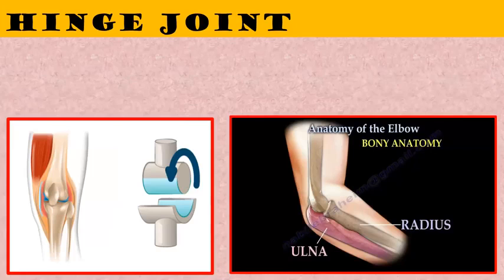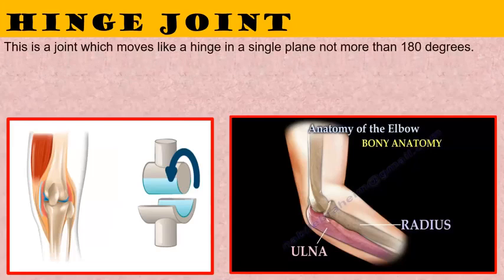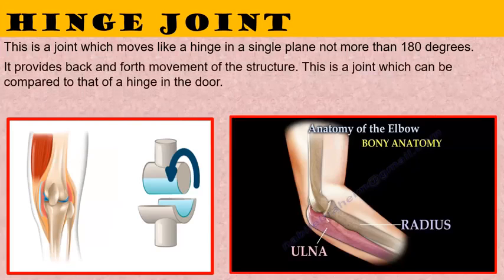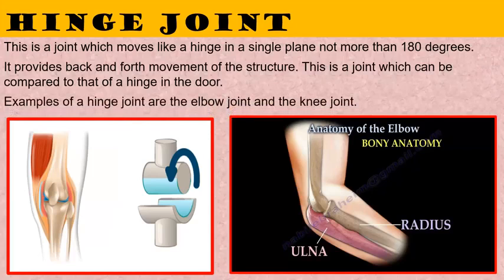Next, let's talk about hinge joints. This is a joint which moves like a hinge in a single plane, not more than 180 degrees. It provides back and forth movement of the structure. This is a joint which can be compared to that of a hinge in a door. Examples of hinge joint are the elbow joint and the knee joint.